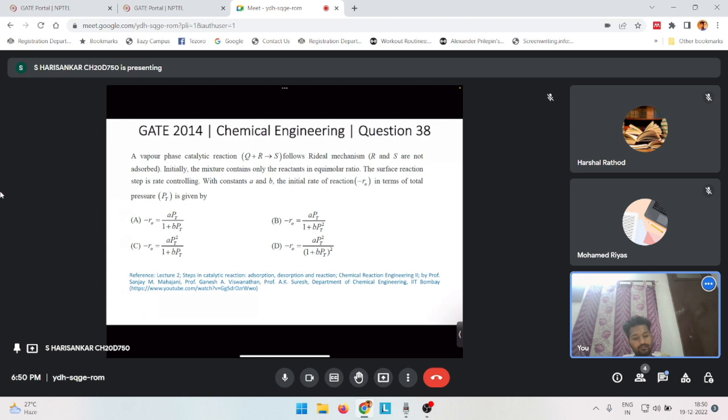So here, the reaction given to us is in vapor phase, and that is Q plus R giving S. And this follows the Eley-Rideal mechanism. In the question, they have mentioned that only Q is getting adsorbed. R and S are not getting adsorbed. So based on this, we'll try to formulate the different steps in the reaction and their corresponding rates according to the Langmuir-Hinshelwood approach.